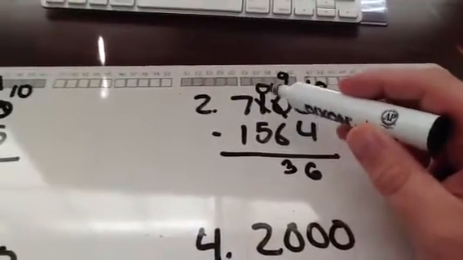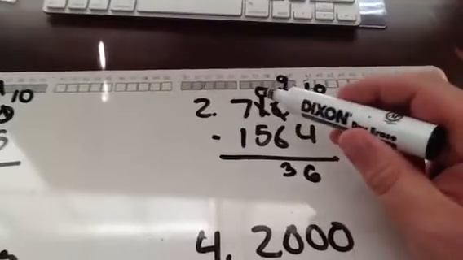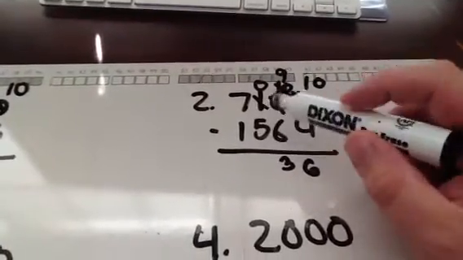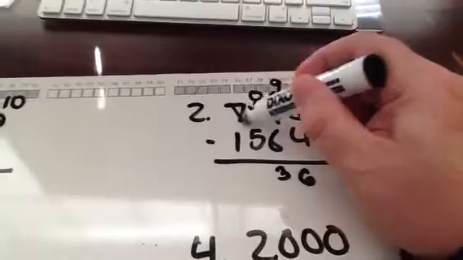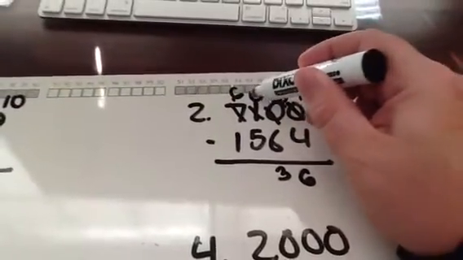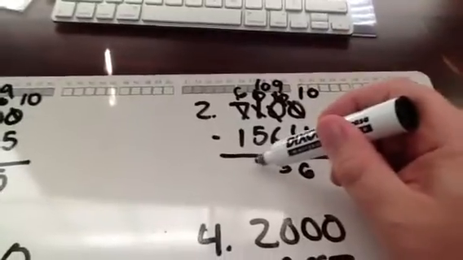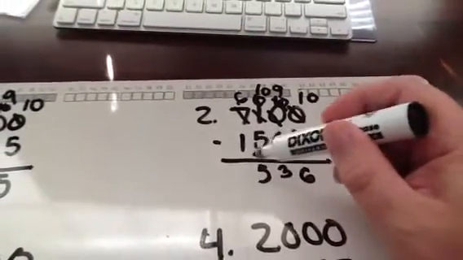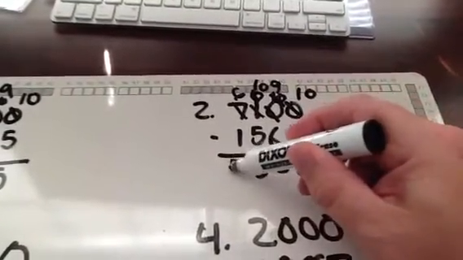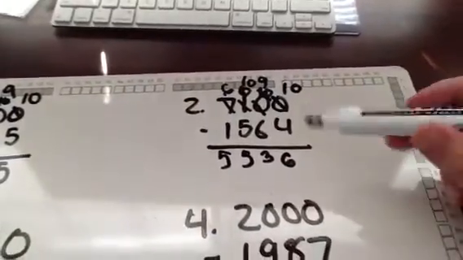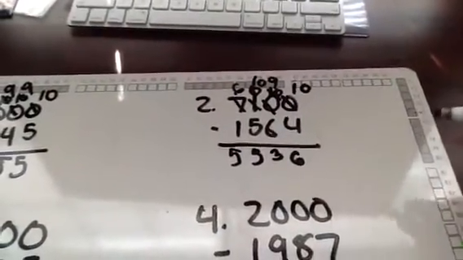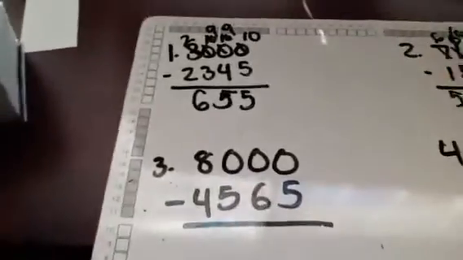And now when we get back over here, we still have work to do, because we have 0 minus 5, and again, we can't do that. So now we have to borrow from the 7, make it a 6, make the 0 a 10. 10 minus 5 is 5. And then 6 minus 1 is 5. So our final answer there is 5,536. It was a little tricky.